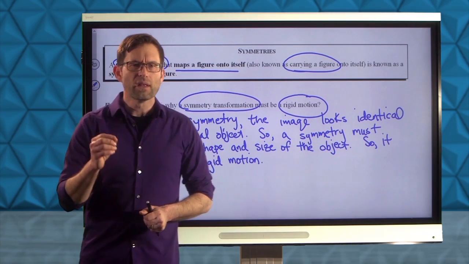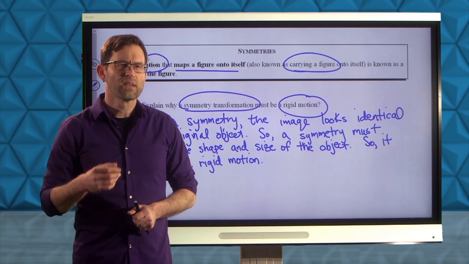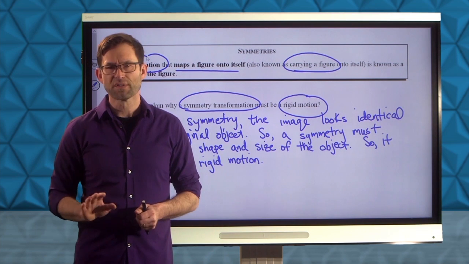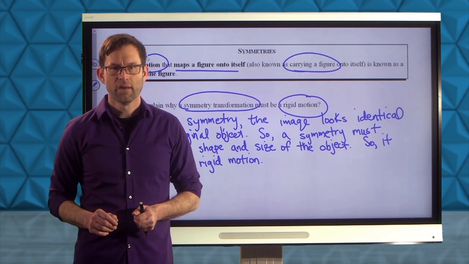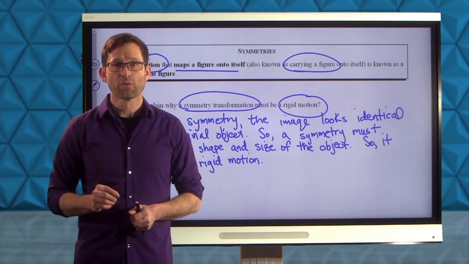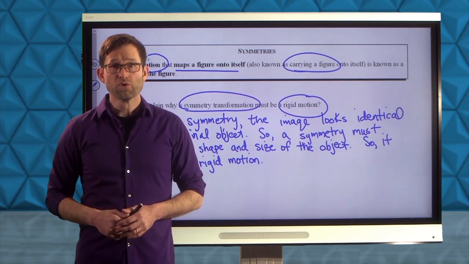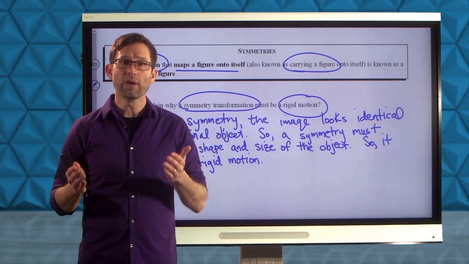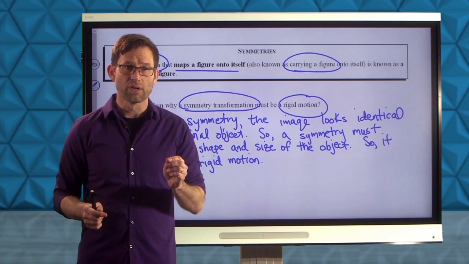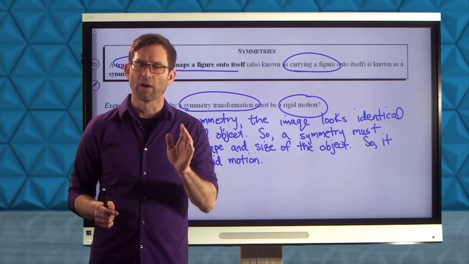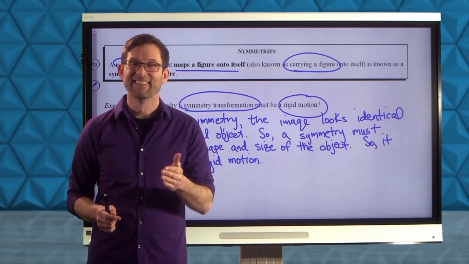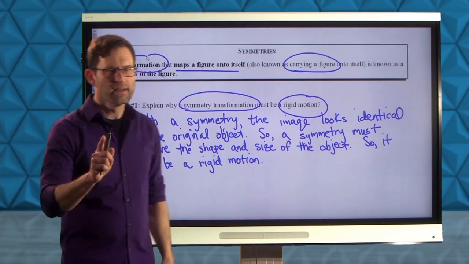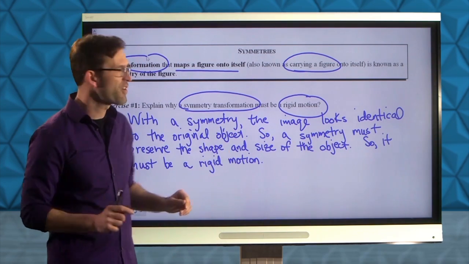Now, of course, one could easily get a little confused and say, well then, rigid motions and symmetries are the same thing. But they're not, okay? Every symmetry is a rigid motion, but not every rigid motion is a symmetry. For example, translations. It's pretty difficult for a translation to be a symmetry. Notice, it's not impossible, but it's fairly difficult.